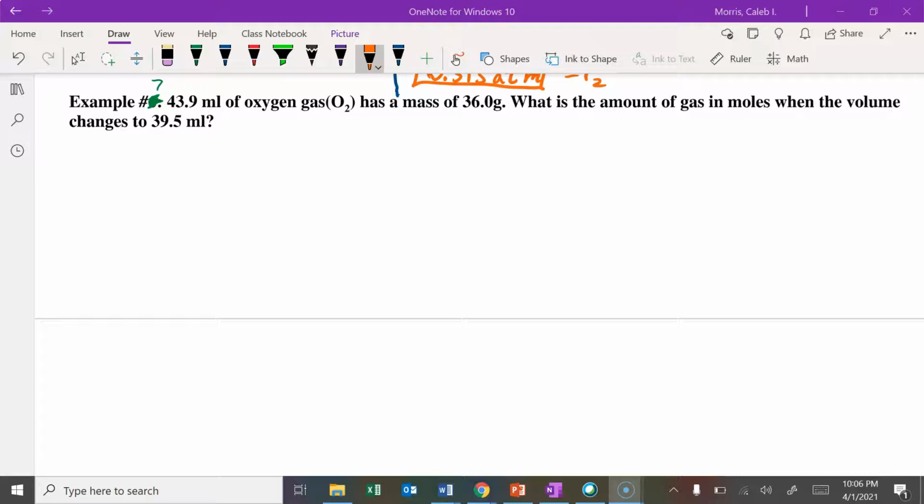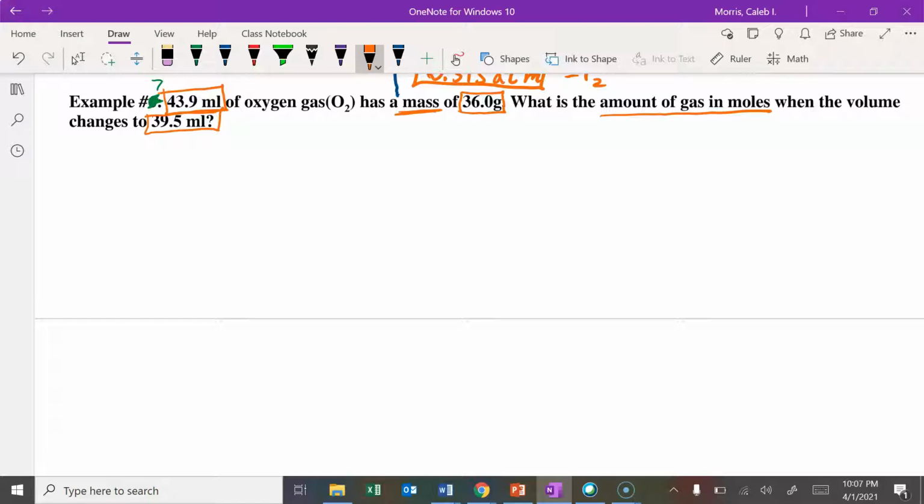This is the last example problem, and it's example number 7. It tells us that 43.9 milliliters of oxygen has a mass of 36.0 grams. It wants to know what's the amount of gas in moles when the volume changes to 39.5 milliliters. Now this one is a little more tricky because we don't have pressure, volume, and temperature changing.